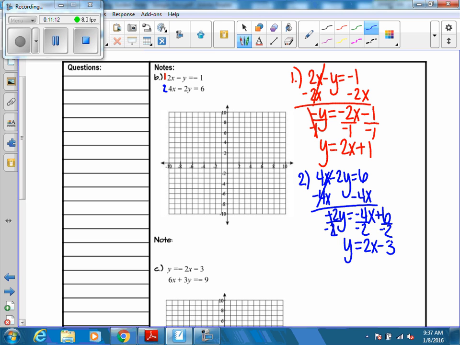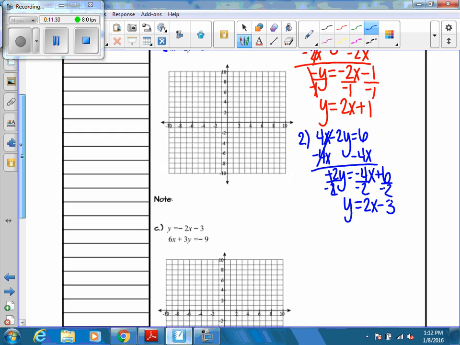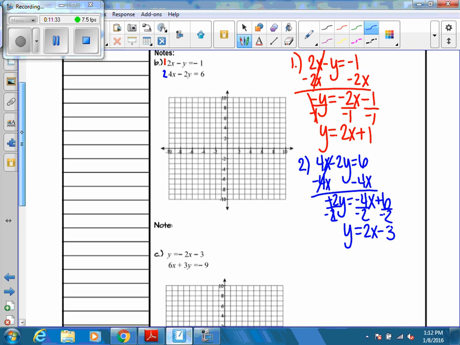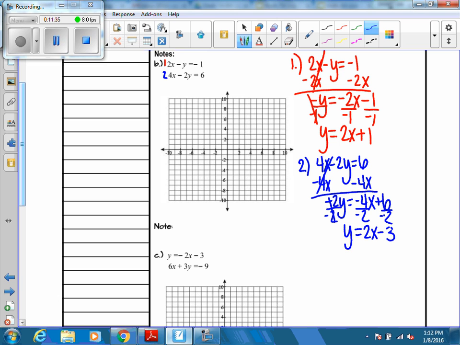So now if I look at my two equations, they're both in slope-intercept form. So now I can graph them and determine whether or not I have a solution. So now that I have my two equations, I can go ahead and plot these points. If I go back to equation 1 in red, I have y equals 2x plus 1. So the first point I'm going to plot is 0, 1, because 1 is my y-intercept.